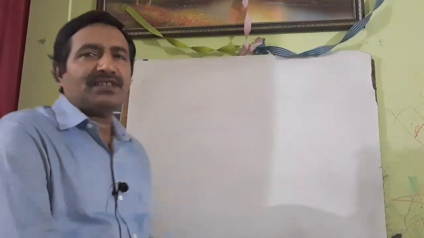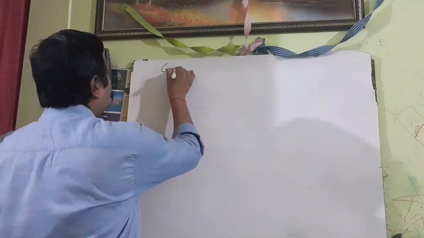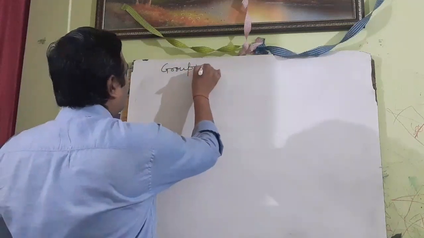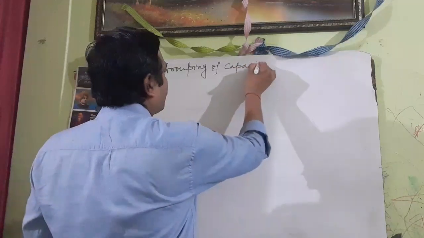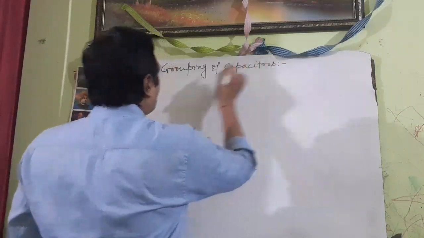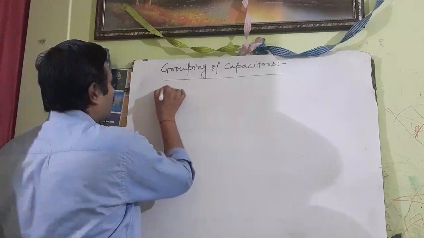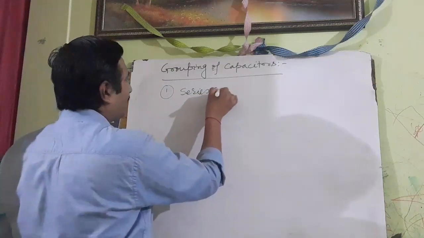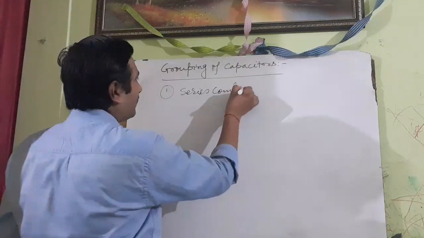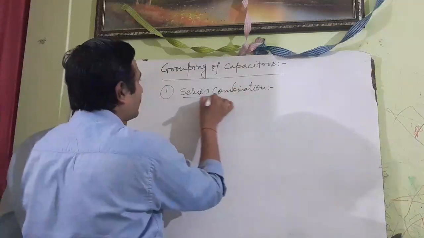So let us start with series combination, grouping of capacitors. The first way in which we can combine the capacitors is called series combination. You see, how can we combine the capacitors in series?